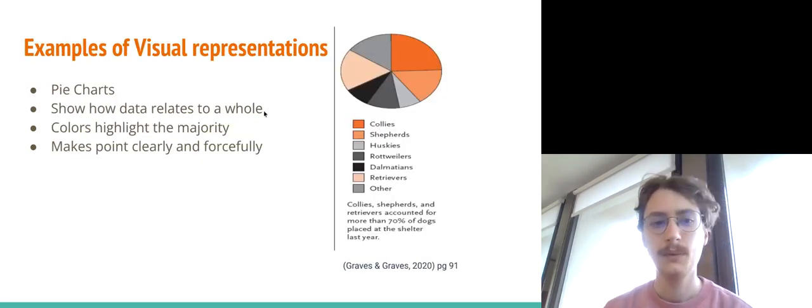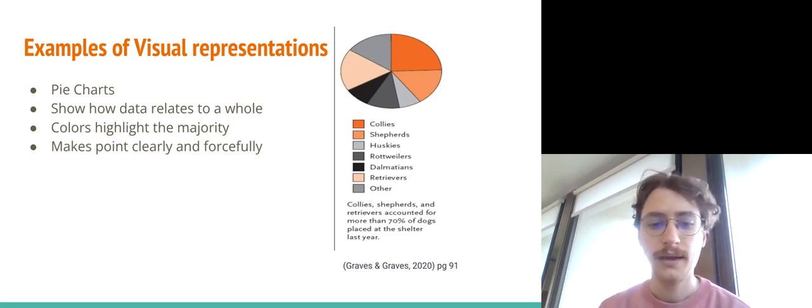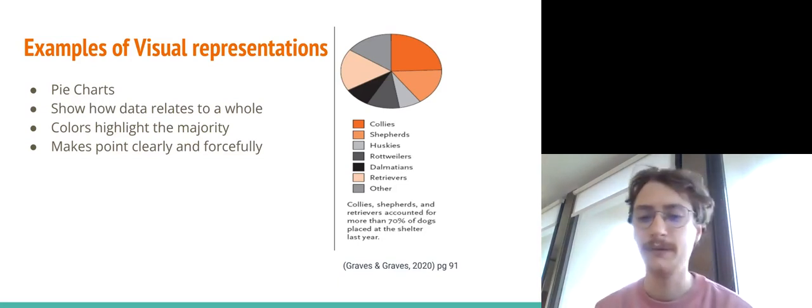Now, a few examples of visual representations include different types of graphs and charts. Pie charts, for example, show how data relates to a whole, and colors help highlight the majority, so what you are really trying to represent is easier to understand. Pie charts help make points clearly and forcefully.